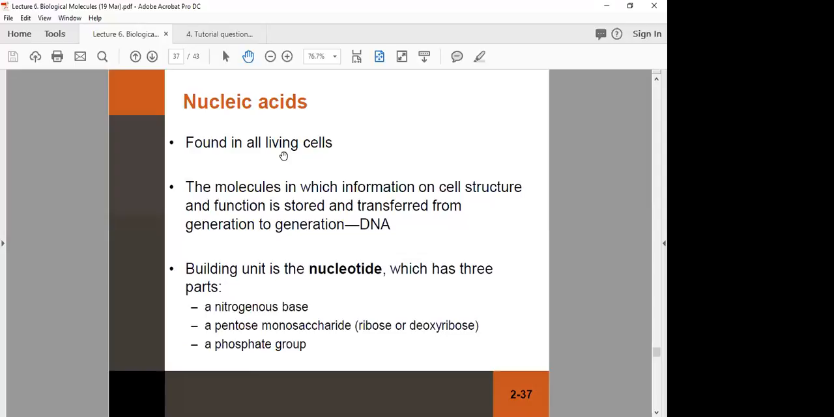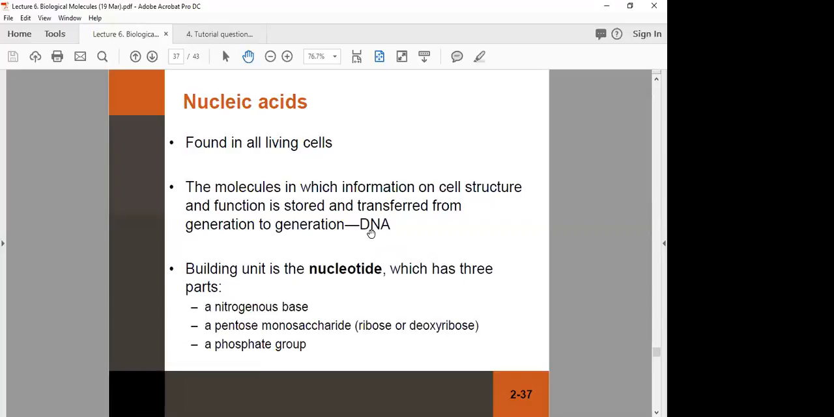DNA and RNA. We won't talk about the function of DNA now; we'll save that for a later lecture. But I know that you're all familiar with the concept of DNA. DNA are the molecules in which information on cell structure and function is stored and transmitted from one generation to the next generation. So the nucleic acid called DNA is the molecule that contains what we refer to as genes. And those genes are passed on to offspring, regardless of whether we're talking about animals or plants.